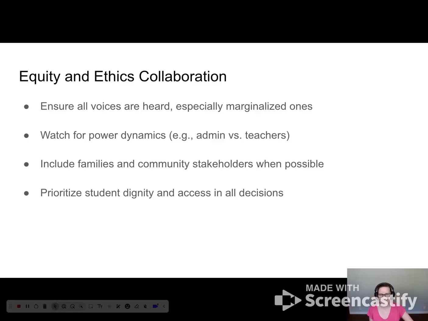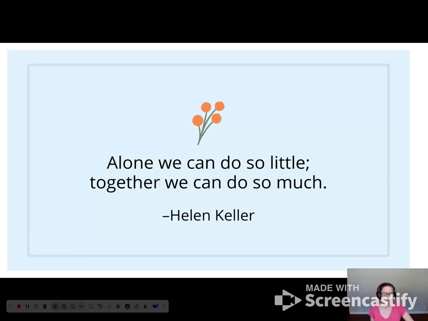Back to equity and ethics. So equity and ethics in collaboration is a must. Inclusion means listening across differences, balancing power, and designing with, not just for, students and families. So again, looking for those power dynamics, right? Ensuring that everyone is heard, even the marginalized voices. Include the families and the stakeholders, and then prioritizing your students' dignity and access in all decisions. And again, I will leave you with a quote. Alone we can do so little, together we can do so much.